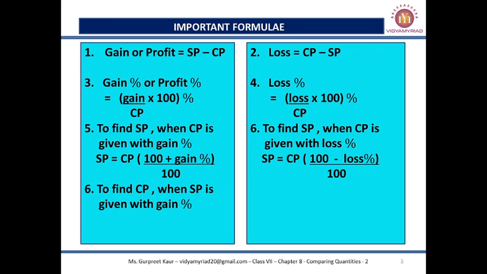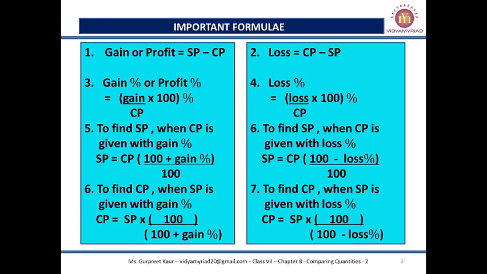There can also be a situation where selling price is given to you with gain percent and you have to find out the cost price. In that case, the formula becomes opposite. That means CP is equal to SP into 100 upon (100 plus gain percent). Same way, if loss is there, then CP is equal to SP into 100 upon (100 minus loss percent).